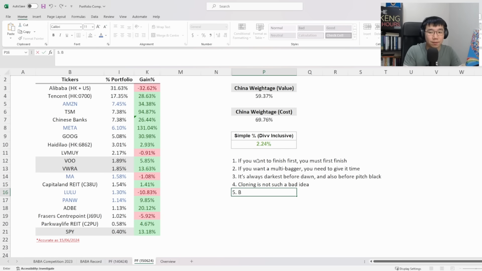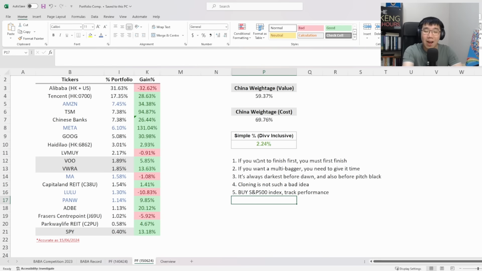And point number five is to buy the S&P 500 index. Not so much to tell you to index and passively buy index, if that's not what you want to do, but more so for active investors like ourselves to track performance. I think it's a very underrated comment. We always see many of these personal finance YouTubers, bloggers, whoever it is, telling the general public to just buy S&P 500 and forget about it.